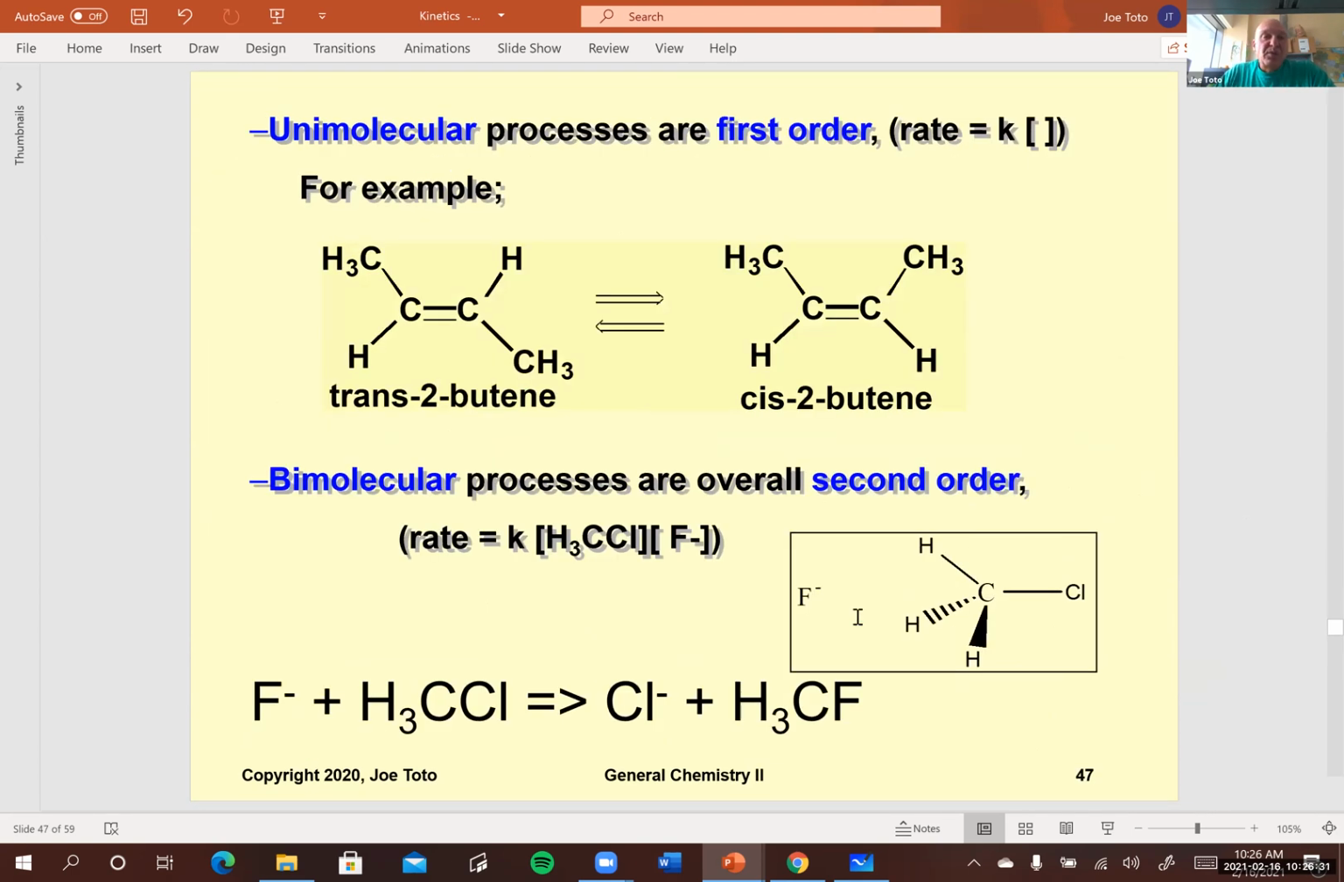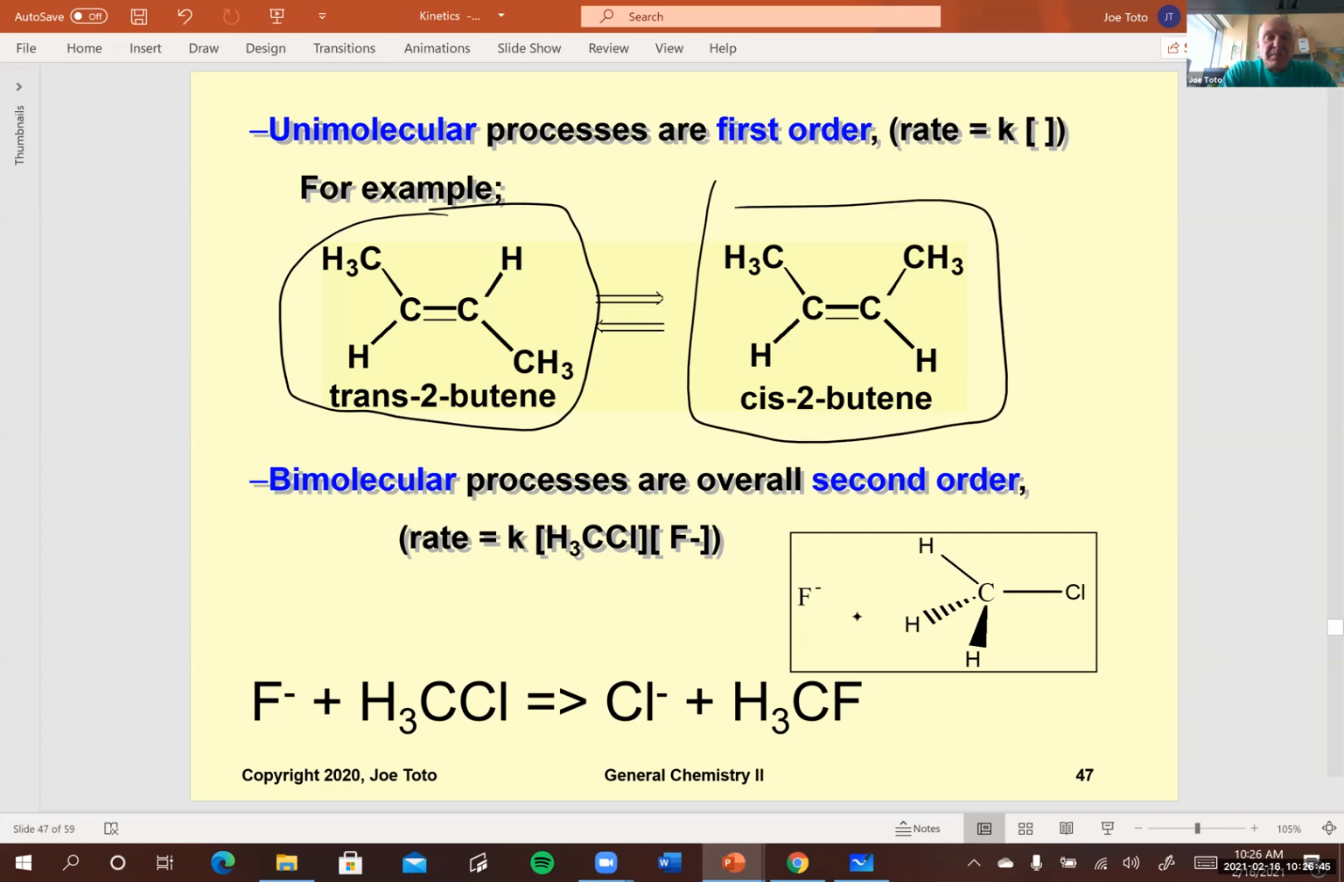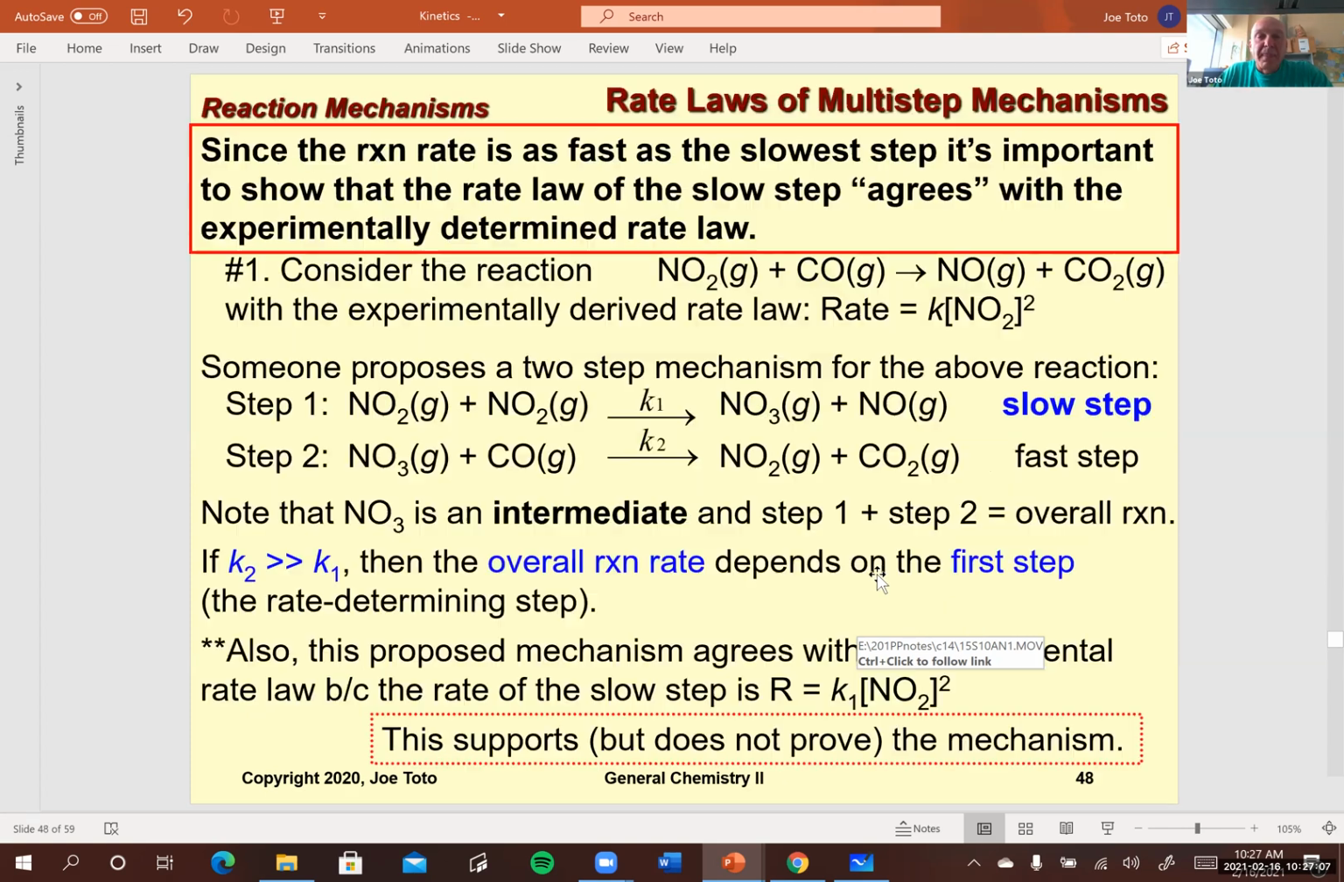All righty. So we have a couple of examples, one for a unimolecular elementary step. That's where we take one molecule and it makes a different one. Bimolecular, like we said, we're going to take one molecule or atom in this case and another molecule and make something else. So that would be an example of a bimolecular reaction and a bimolecular elementary step. All right, so now we're going to start looking at mechanisms.